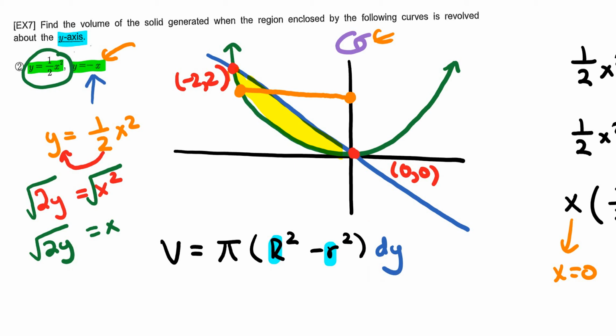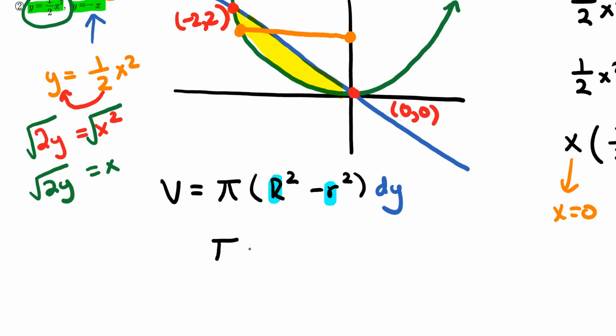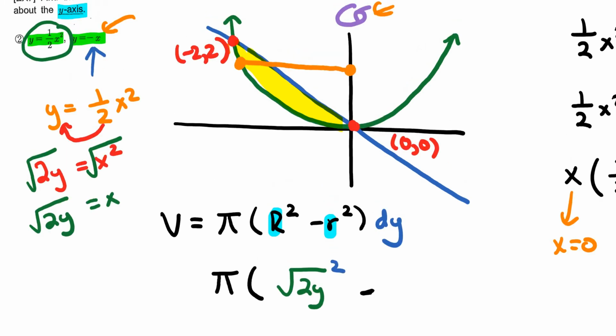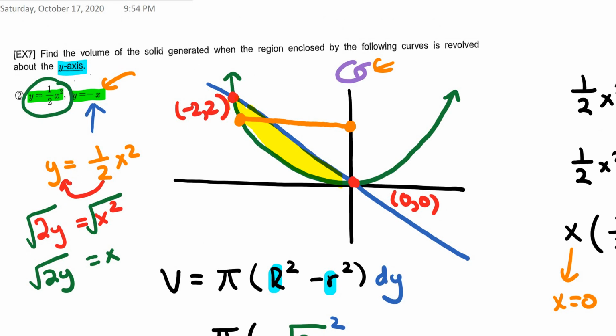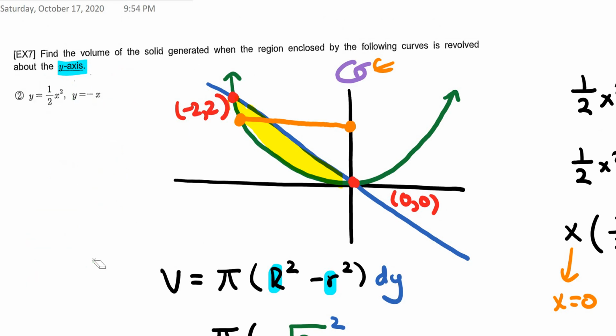So let me just update that right away. That's going to be pi times root 2y to the power of 2, and then minus. Okay, and let's go ahead and find my inner function now. Let me just create some more space here. Let me put a purple dot here right at the y-axis because I'm rotating along the y-axis. And with that purple dot, I'm going to draw a line until I get to my inner function, which is right there. And my inner function represents that blue linear line, which is y equals negative x.